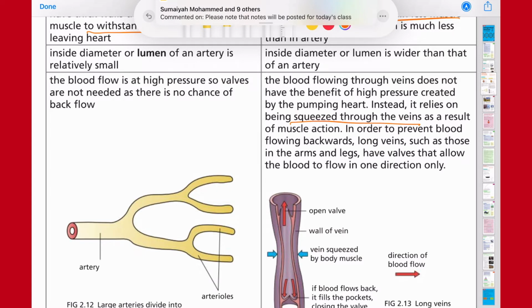Right? Because we don't have the high pressures that the heart will provide, the blood is being moved by the squeezing of the veins. So you don't want blood flowing backwards, you want it to go in a specific direction. So the valves will prevent that.